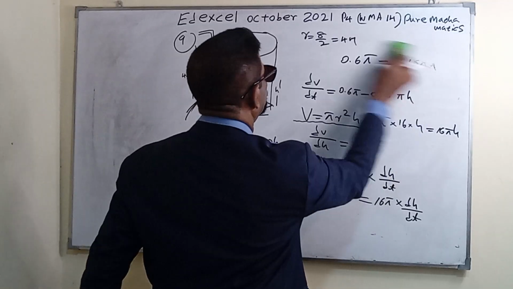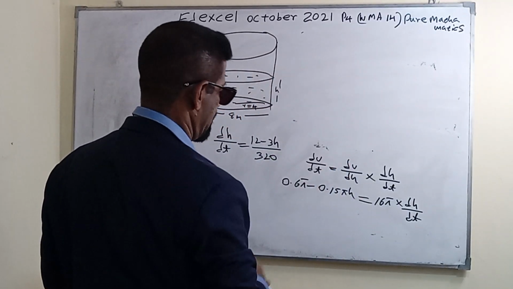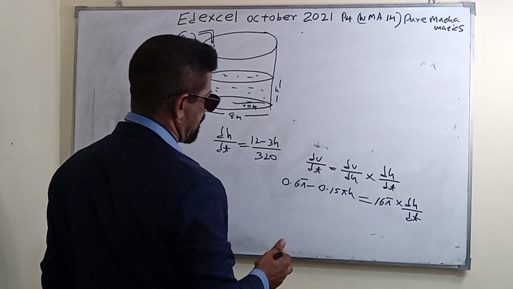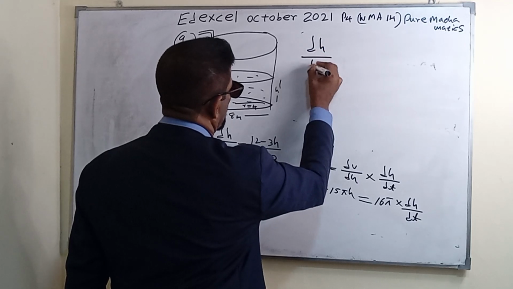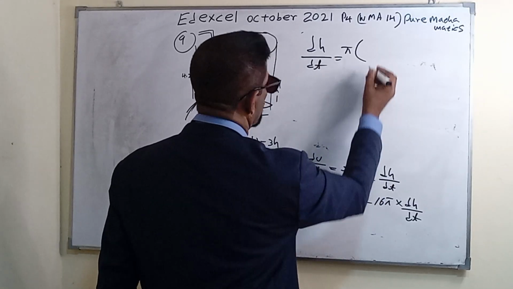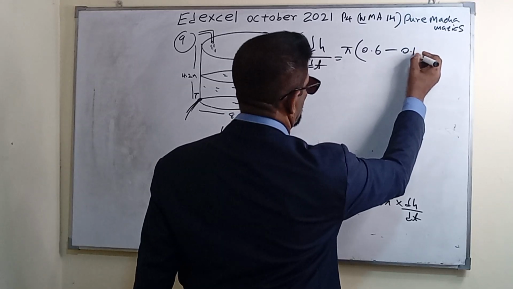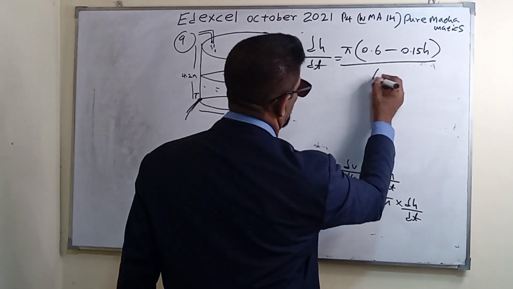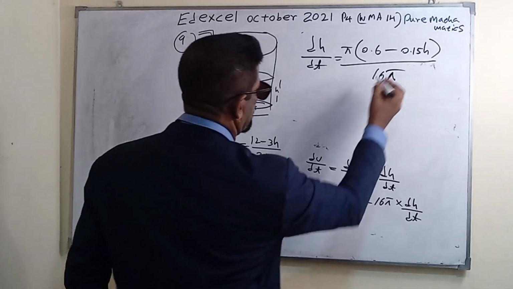Now the simplification, carefully. Take pi outside: pi dh/dt. So in brackets, 0.65 minus 0.15h, over 16 pi. So the pi cancels.